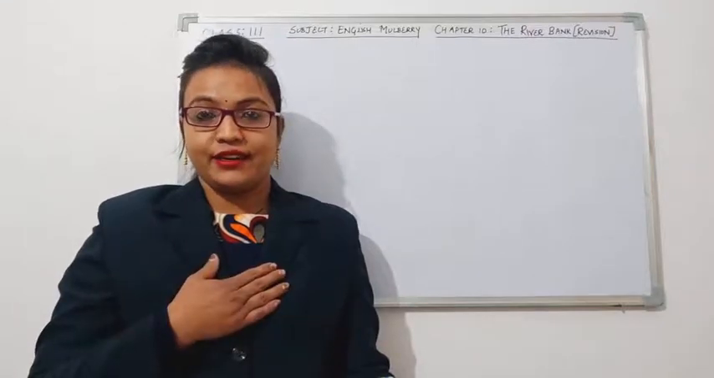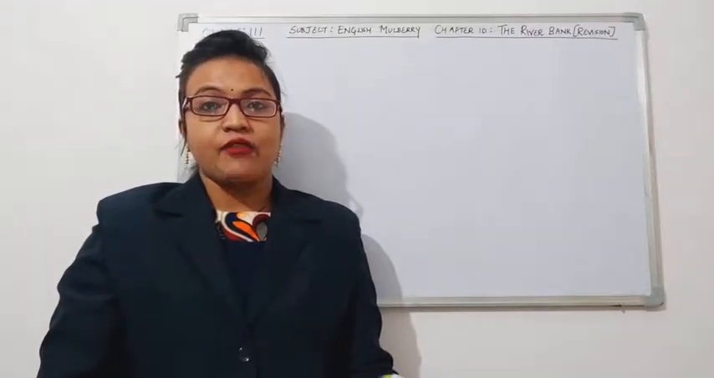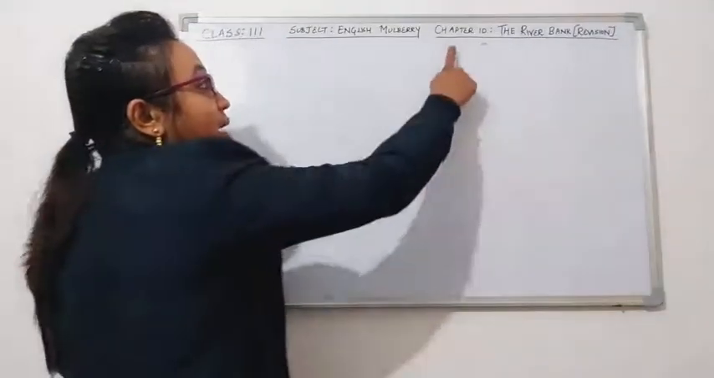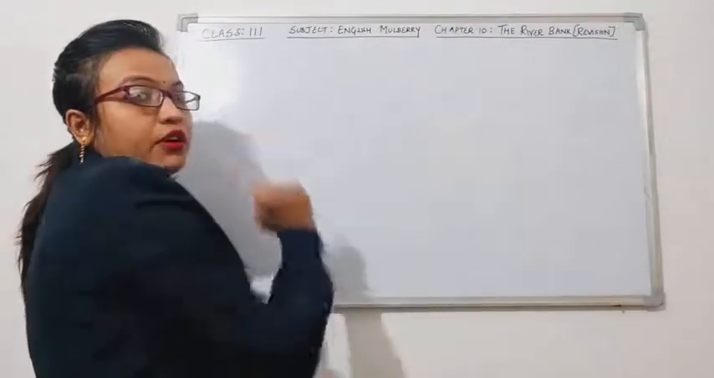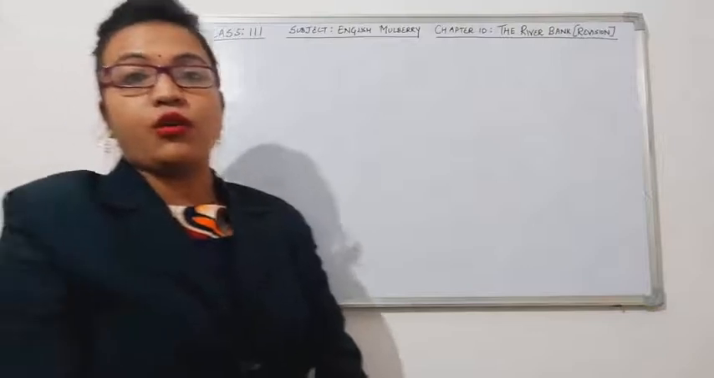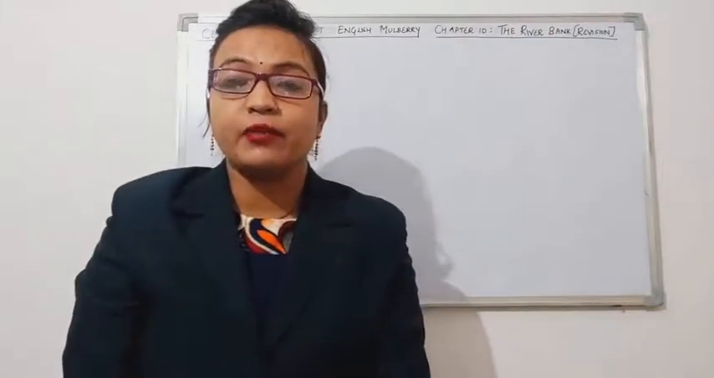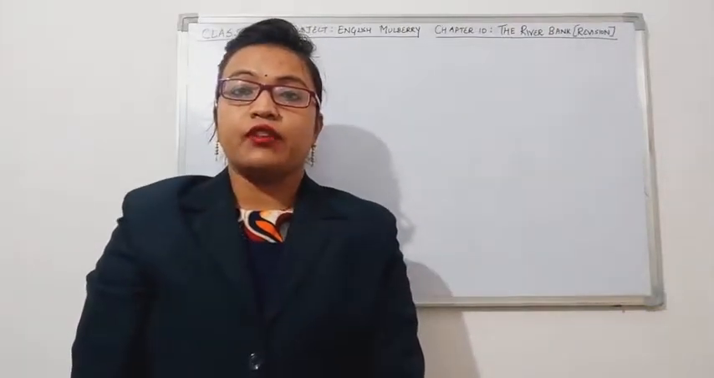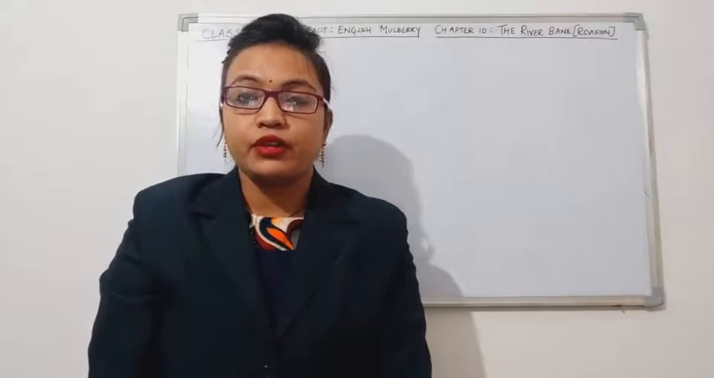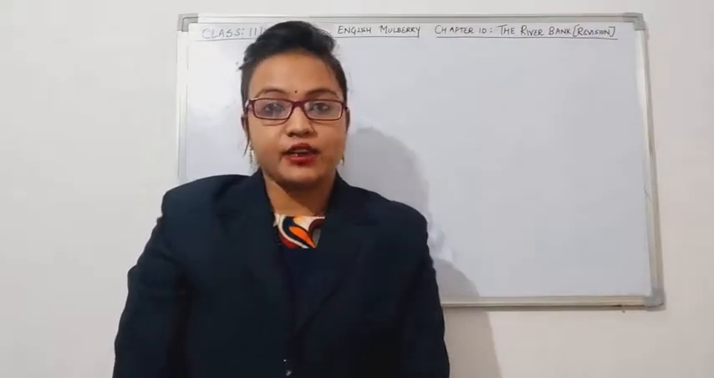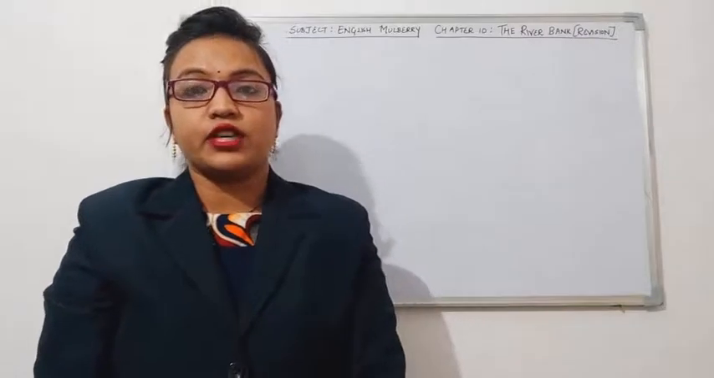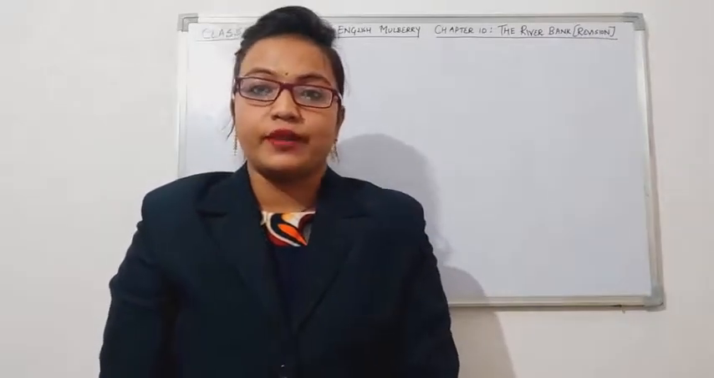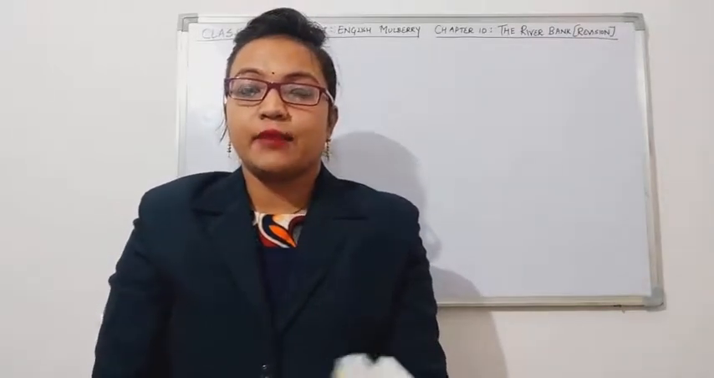Myself Harshika Kain, and in today's class we will have revision of chapter number 10, The River Bank, of your English Mulberry book. So let us start the revision now. First of all, I will give a brief summary of the chapter. We will study what the chapter is about. Then we will discuss the exercises of the chapter, and at the end I will give a small worksheet which you will complete in your copies. So let us start the chapter now.